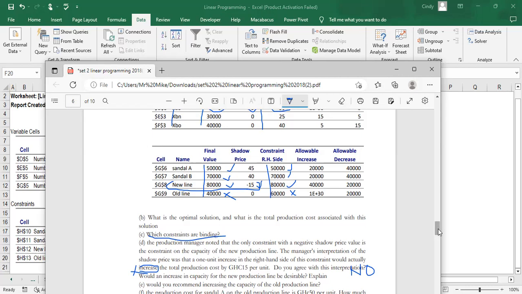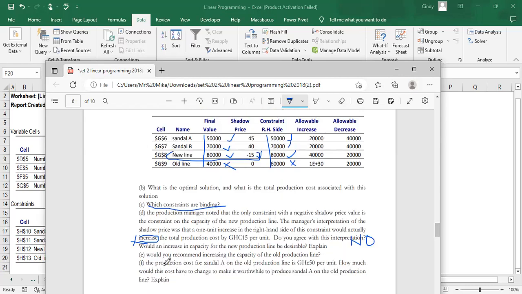We all agree. And the last one, okay, would you recommend increasing the capacity of the old production line? So you can say that yes, because you can increase it and it's not going to add to our cost. That's one. And the other is that the resource has not been fully utilized, for the left-hand side is not equal to the right-hand side. So you can increase it so that the constraint will be binding. Okay. So that we have a standard form.